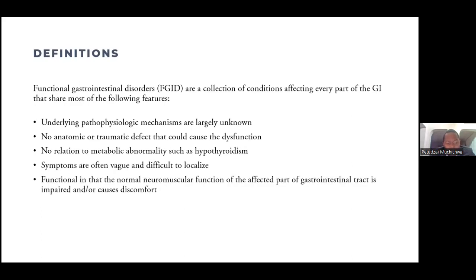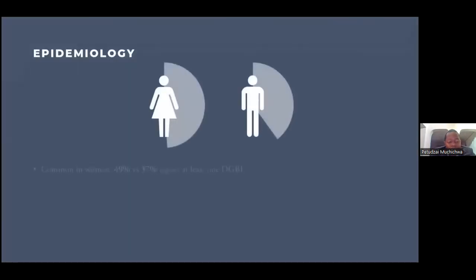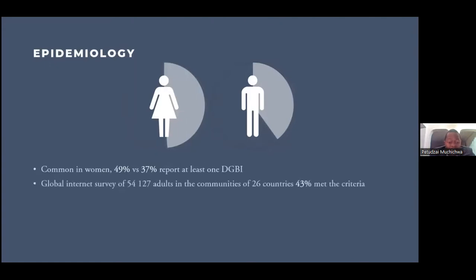They are functional in that the normal neuromuscular junction of the affected part of the gastrointestinal tract is impaired and/or causes discomfort. In terms of epidemiology, we found that it's actually common in females. In a study done by the Rome Foundation, in about 26 countries, 49% of the women that responded reported at least one disorder of gut-brain interaction, compared to males that responded, which were 37%.